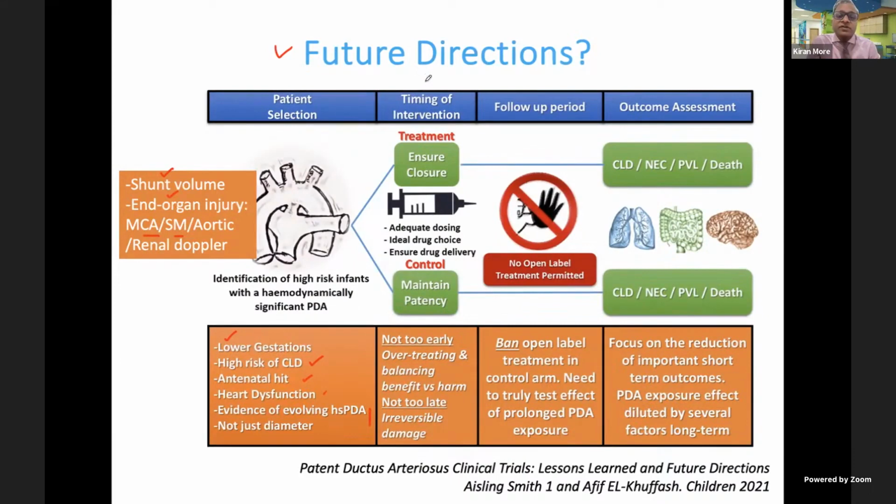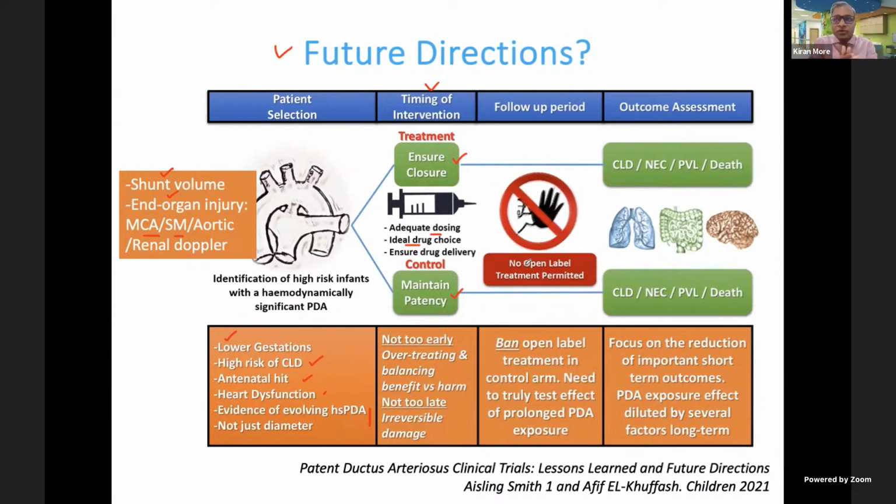And the timing of intervention is very important. Again, what should be the day 3, we will talk about that, but the treatment should be addressed to ensure closure versus maintaining patency. So we have to give adequate doses, a good drug of choice which is more effective, and ensure the drug delivery is correct, and basically avoid over-treating. So there has to be a balance, and the aim is to close the ductus. So you have to ensure the ductus is closed.